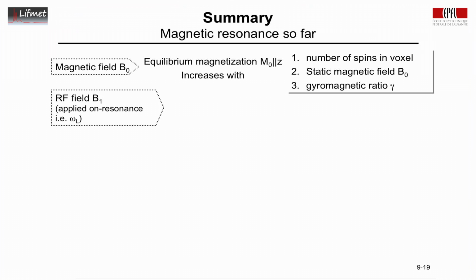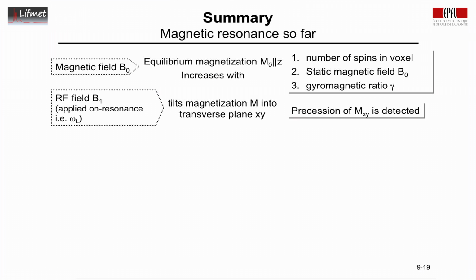We need to be in a strong magnetic field to have an equilibrium magnetization. Then we need an RF field, B1, which is typically applied on resonance, that is close to the Larmor frequency omega L. This B1 field allows us to tilt the Z magnetization into the transverse plane, here the XY plane. The signal detection process of magnetic resonance imaging is done by precession. We're looking at the transverse component of the magnetization that precesses around the magnetic field B0. That is the detection process.